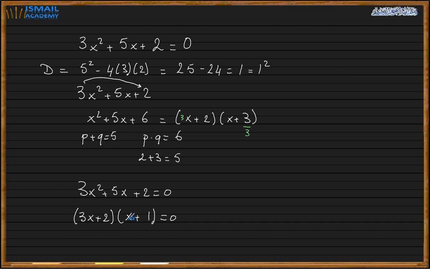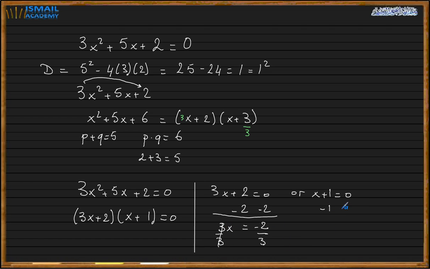Now the product of two numbers is equal to 0, which means that either I have 3x + 2 = 0, or x + 1 = 0. Minus 2 both sides. This is a regular linear equation. 3x equals minus 2, divided by 3. So x will be equal to minus 2 thirds. And here I minus 1 both sides, then I get x equals minus 1. So my set of solutions will be minus 1 and minus 2 thirds.